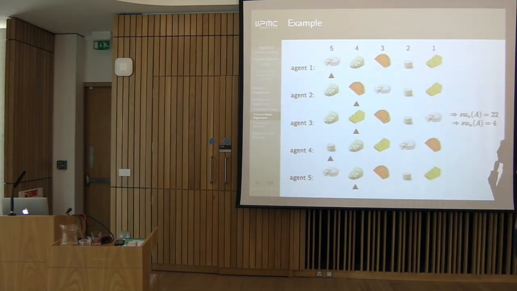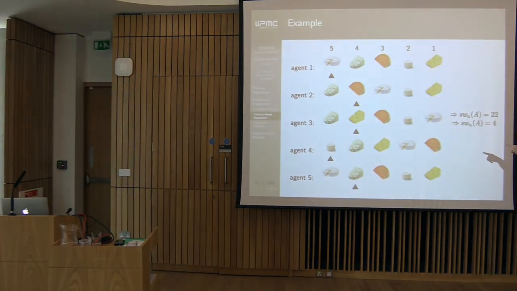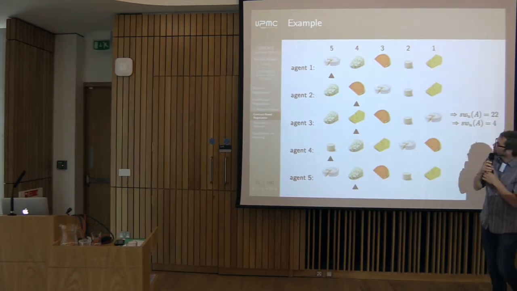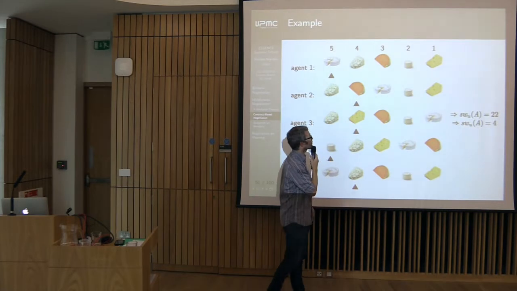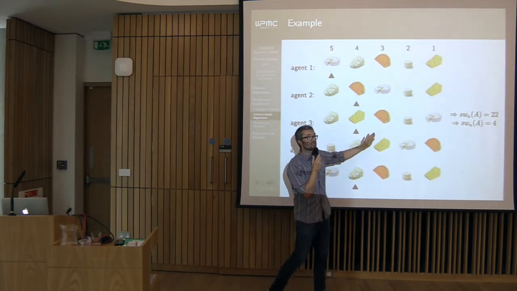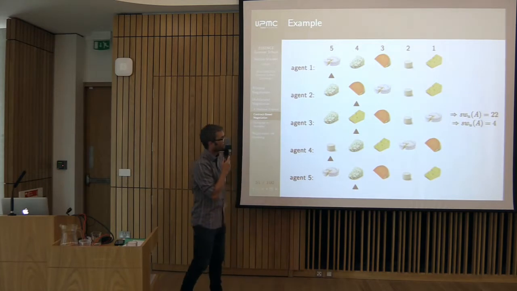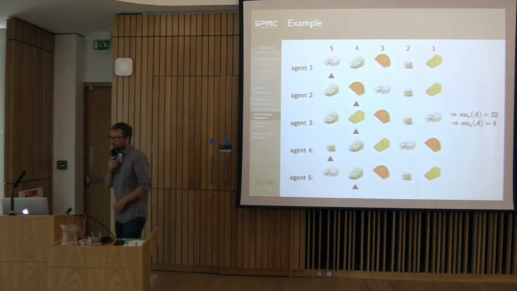Actually, we get to this nearly optimal, it seems, allocation. If we compute the utilitarian social welfare, it's 22: 5 plus 4 plus 4, and so on, the different points. If I check the egalitarian welfare, the utility of the worst-off agent, that's 4, because no agent has anything below that rank. So that's not bad.